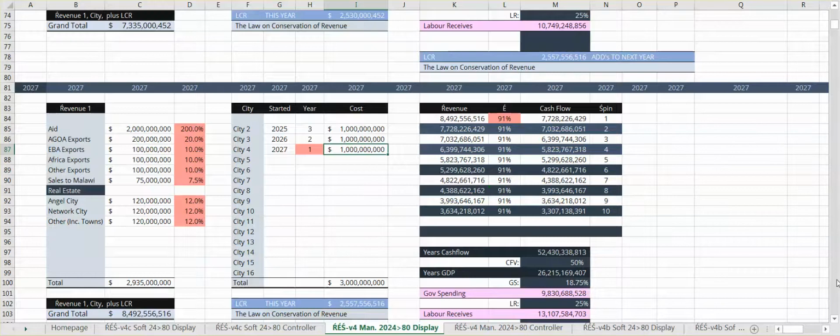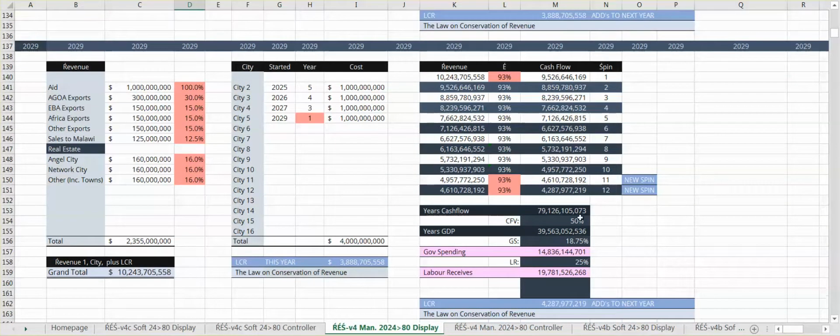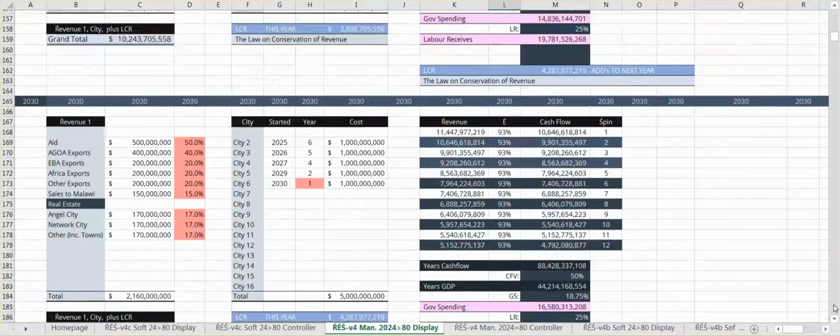Okay, so let's just speed this up a bit. 2028 increases here, increasing the spin to 12 here, and increasing the efficiency to 93.